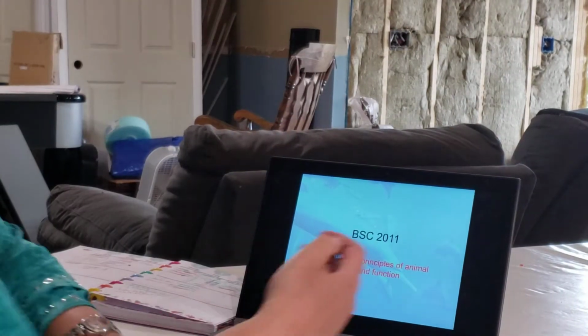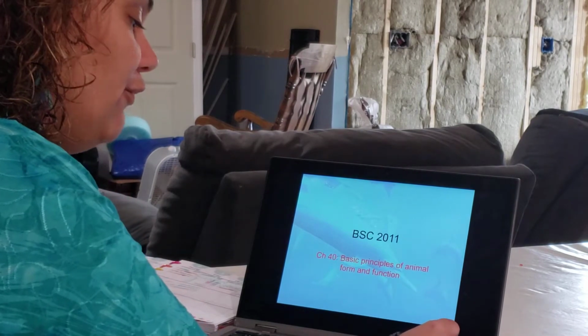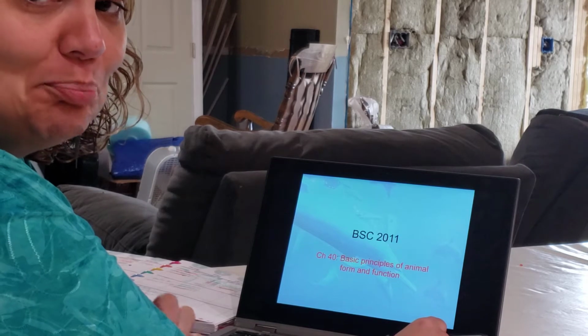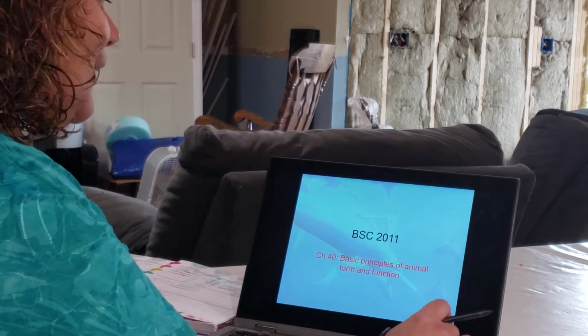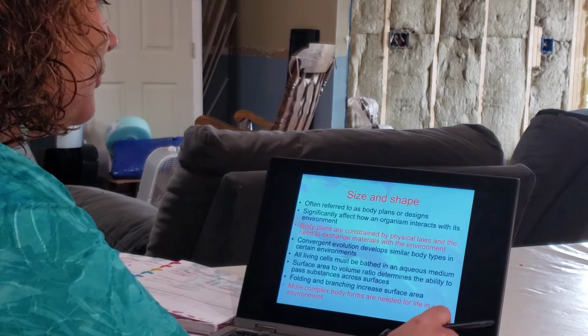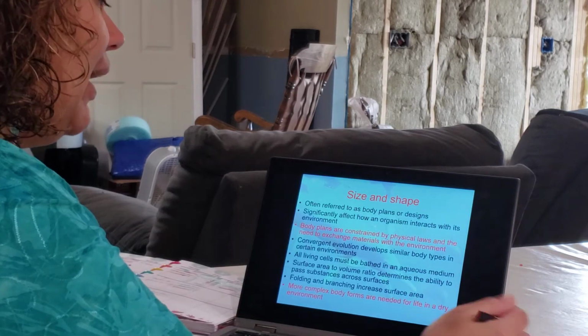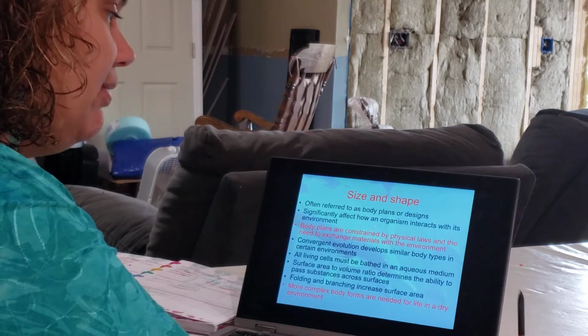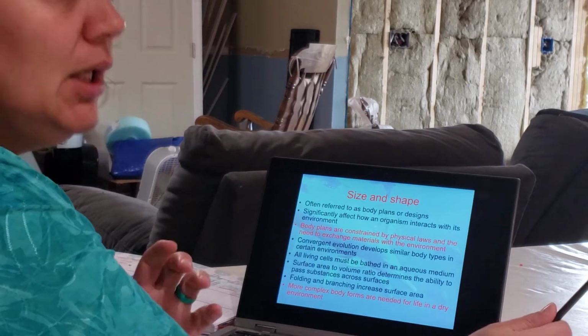So chapter 40, basic principles of animal form and function. You guys, this is our last chapter for Bio 2. Monumental. All right, so size and shape. Body plans are constrained by the physical laws and need to exchange materials with the environment. What in the world does that mean?